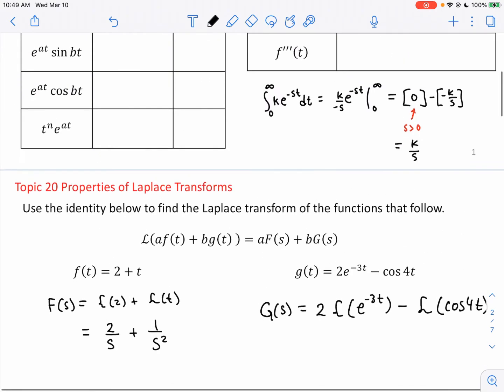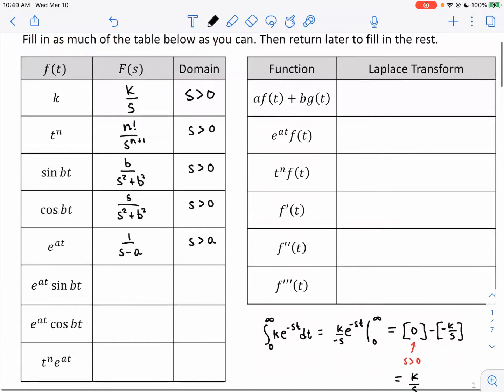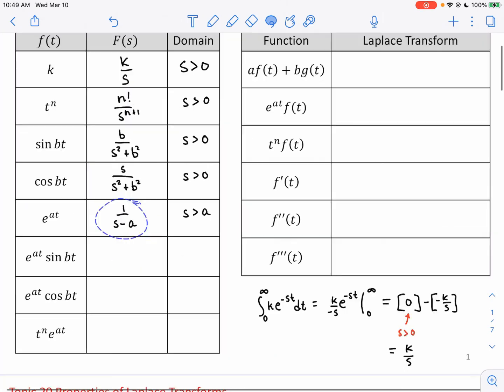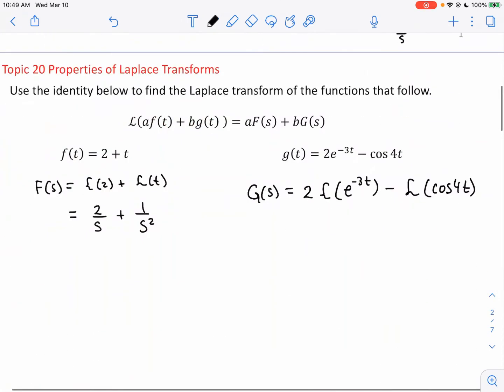So let's go back up to the Laplace transform of e to the at. And this is true for any value a. A could be any real number. It's 1 over s minus a. So in this case here, a is negative 3. So we do 1 over s minus negative 3. That gives me s plus 3. And there's the Laplace transform of e to the negative 3t.